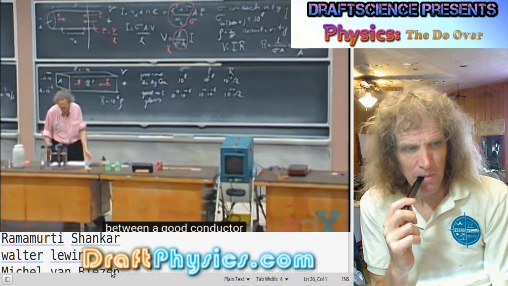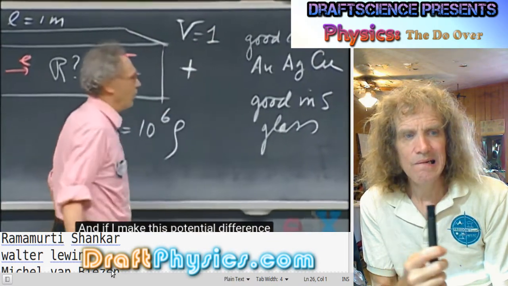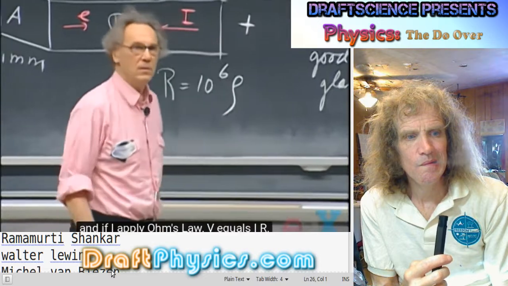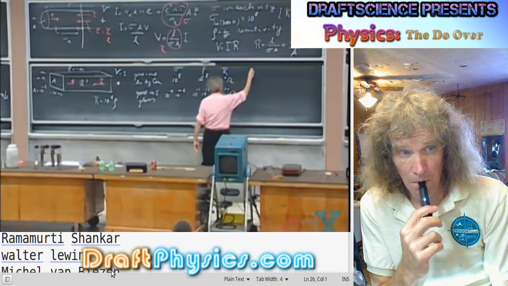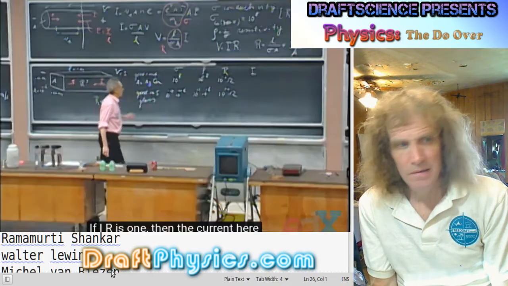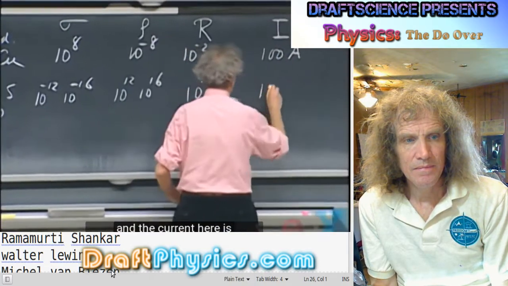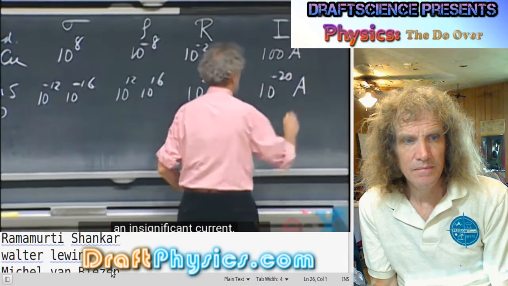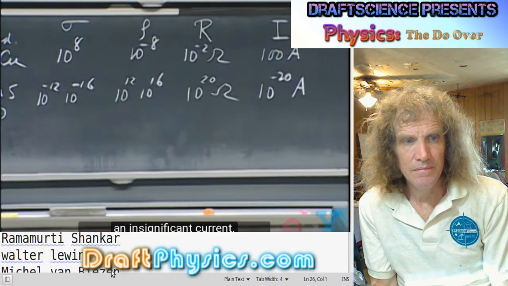And if I make this potential difference over the wire 1 volt, and if I apply Ohm's law, V equals IR, then I can also calculate the current that is going to flow. If IR is 1, then the current here is 100 amperes, and the current here is 10 to the minus 20 amperes. Insignificant current, 10 to the minus 20 amperes.